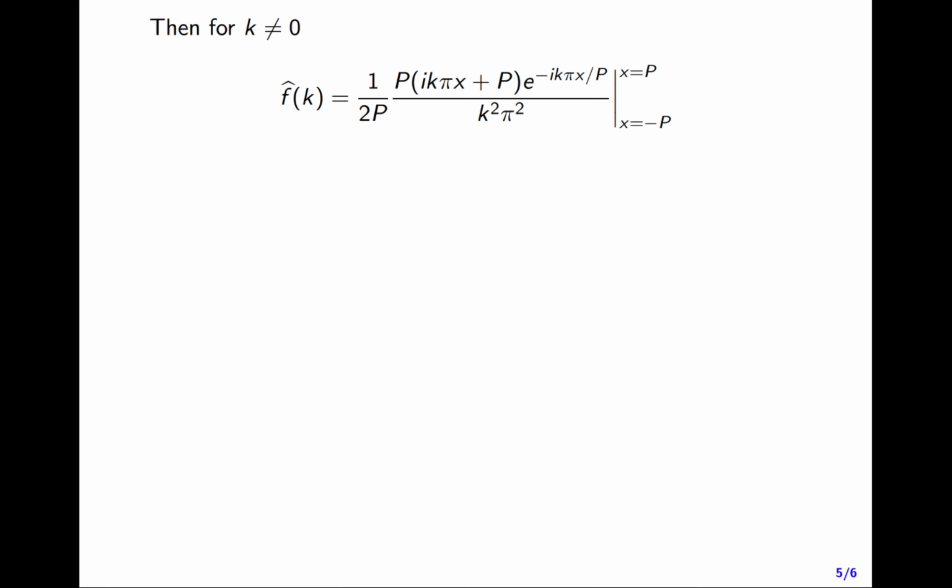And so I plug in x equals plus or minus p, and I get, let's see, well, I have a factor of p in the denominator and p in the numerator, so the p's go away. I pull out my factor of 2 in the denominator, my factor of k squared pi squared in the denominator, and then I have the subtraction: p ik p plus p times e to the minus ik pi, minus ik pi p plus p times e to the ik pi. So if you're copying this out by hand, definitely hit the pause button for a moment and make sure you have all your p's and k's, or p's and q's, whatever it is, in the right place.